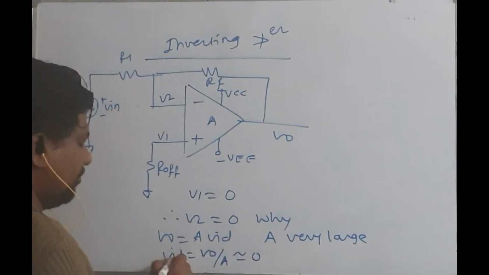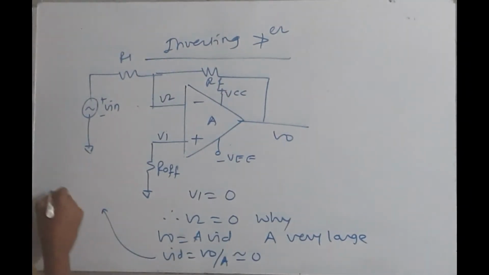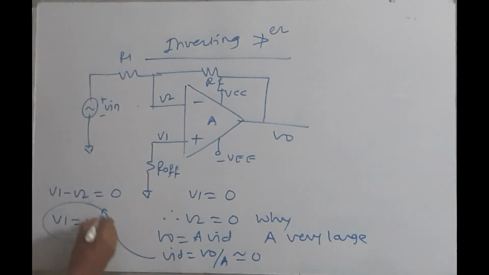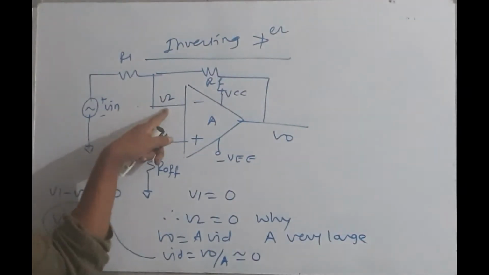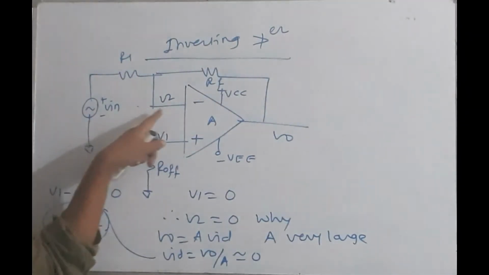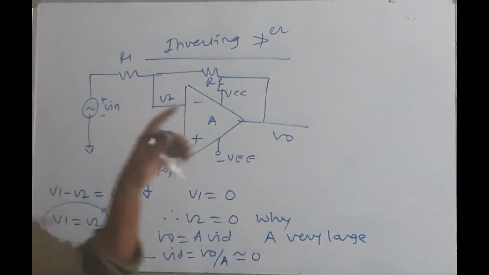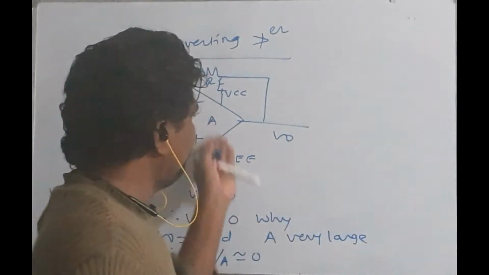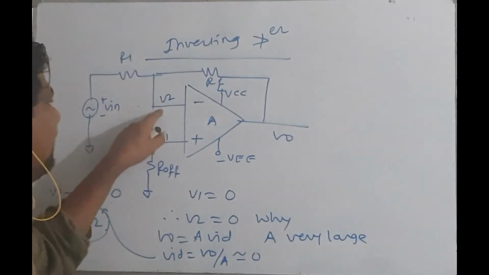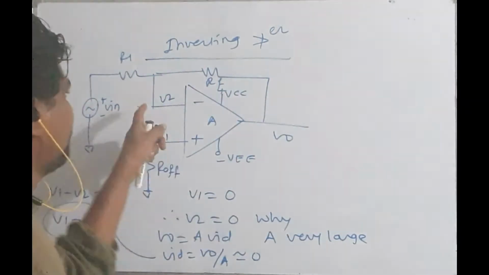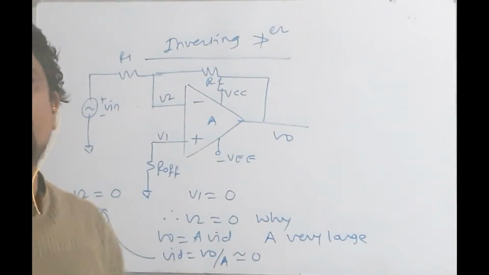So what is VID? VID is equal to V1 minus V2 is equal to 0. So V1 is equal to V2. So V2 is a virtual ground. This point is not actually connected to ground, but we get a virtual ground. What is the difference between ground and virtual ground? Ground has zero potential and can sink infinite current. Virtual ground has zero potential, and the current passing through this virtual ground will be equal to 0.